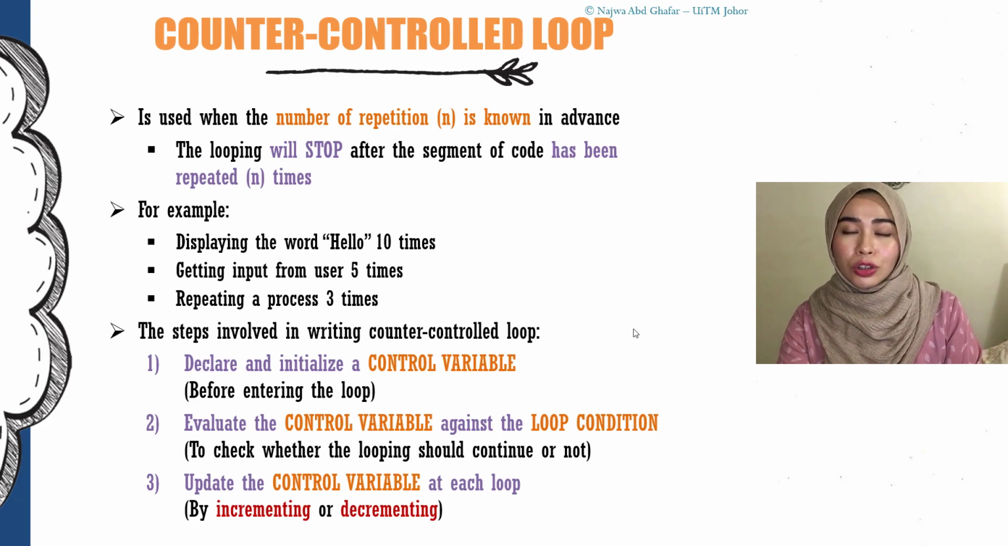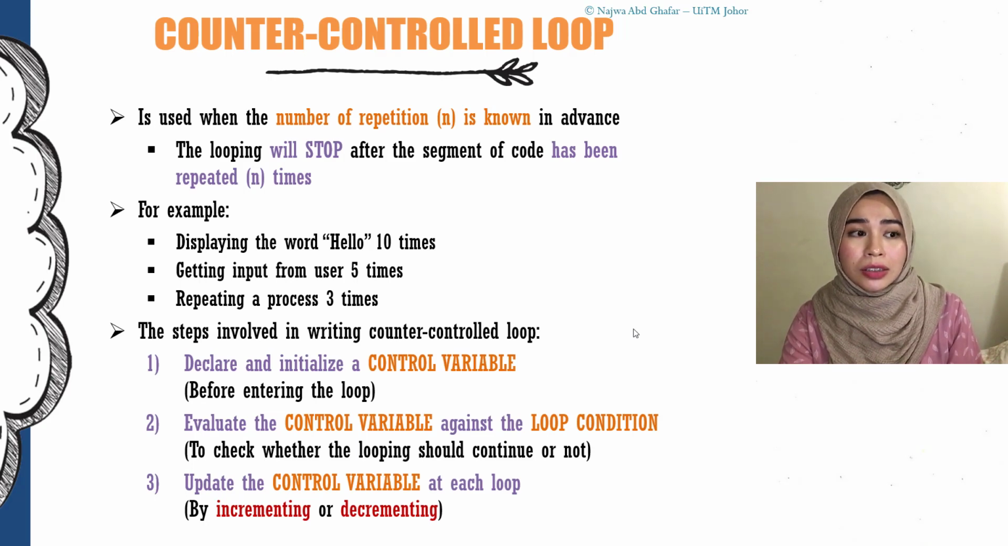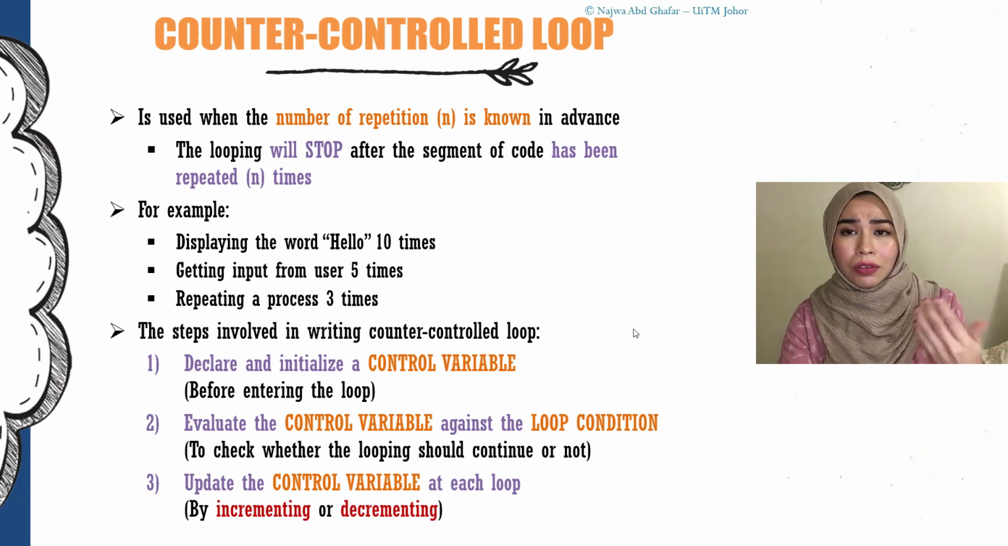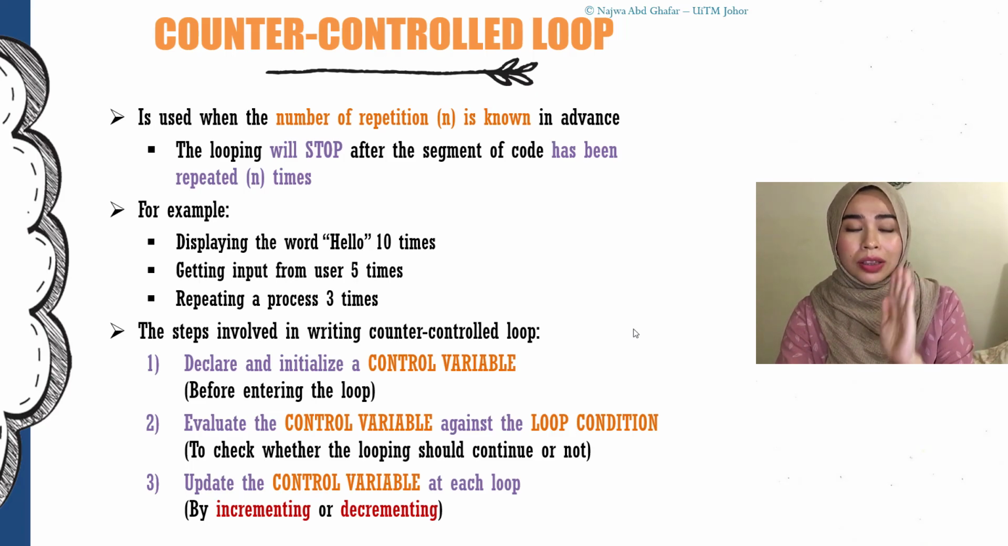So counter control loop. This is the first type of loop that we'll be going into. Counter control loop is used when the number of repetition is known in advance. So the looping will stop after the segment of code has been repeated n times. Like I've said earlier, display the word hello 10 times. Do we know how many times we want to repeat? Yes, 10 times. So it will stop once the hello has been displayed 10 times.